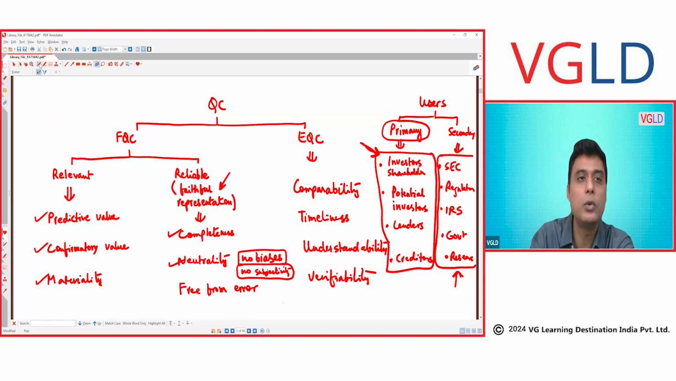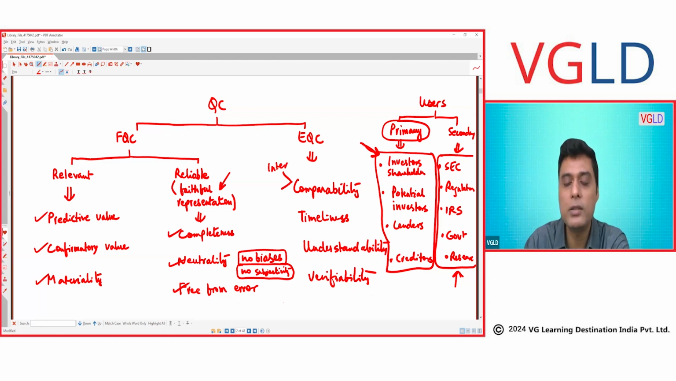And then you have comparability, both intra and inter. Inter means your company's financials with another company's financials. You should be able to compare. Intra means your own financials with your own financials, this year versus previous year. You should be able to compare, right?